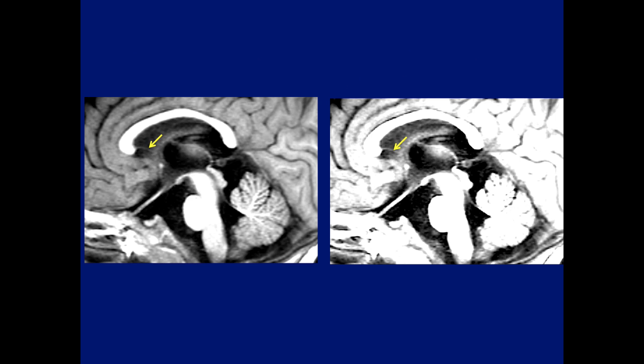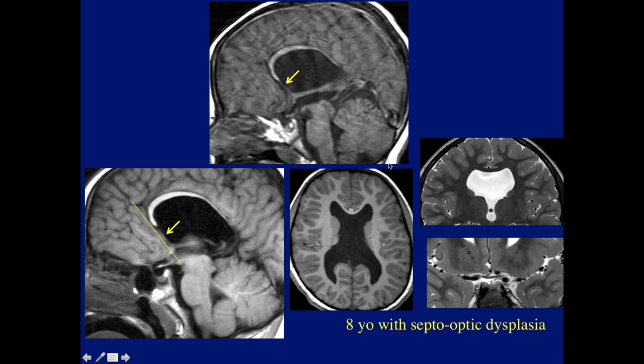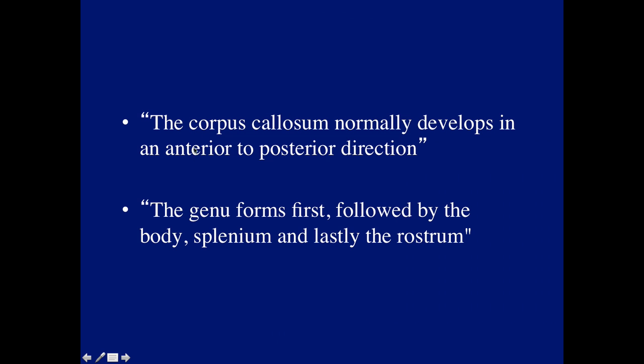Now, let's move on. One of the things that struck me when I was doing the study for the genu, that I saw this very thin line here, and I was wondering, what is this line? It's always there, coming out of this rostrum. It was even there on people like, here's a septo-optic dysplasia case, you always see this very thin line. Again, this says the corpus callosum normally develops anterior to posterior direction. Wrong.